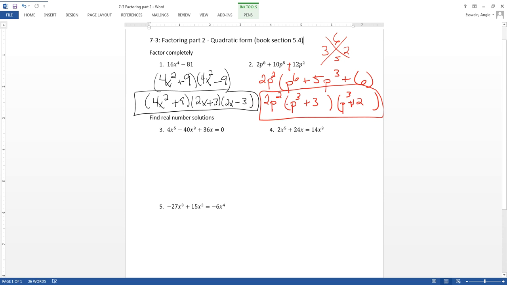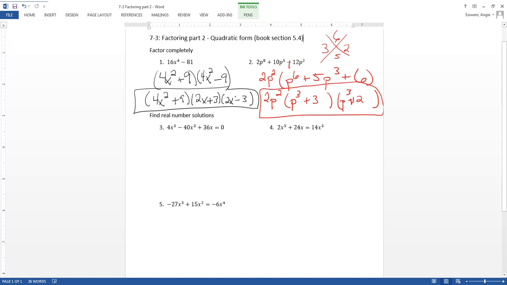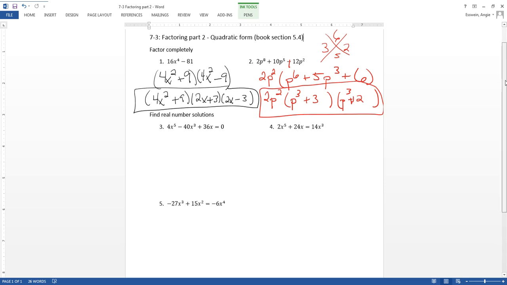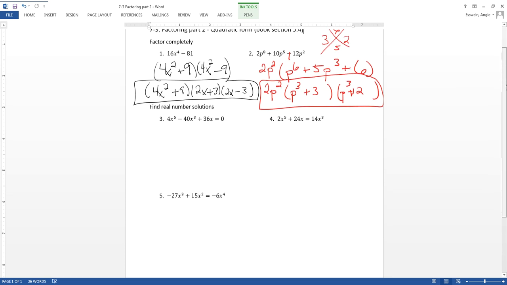Okay, find the real number solutions. Now we have to not only, so that was just factoring. Notice there's no answer for x or answer for p. It's just broken down into different parts. So now we're going to actually find the solution. So we have to factor it first and then solve it.